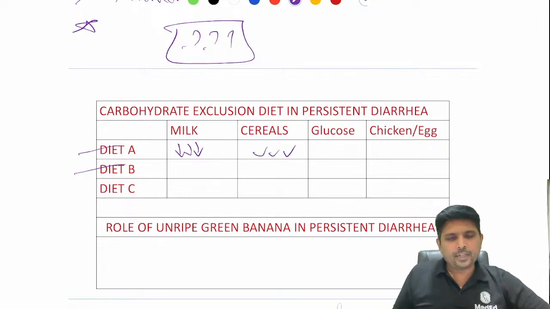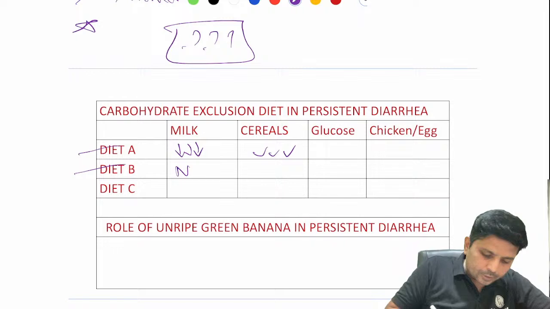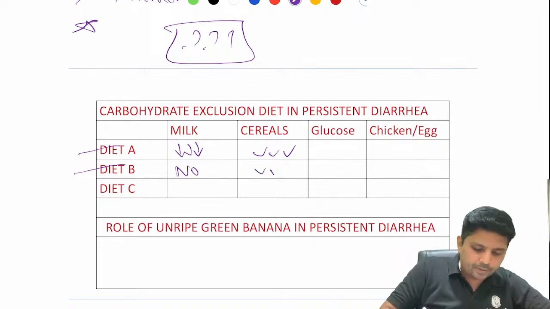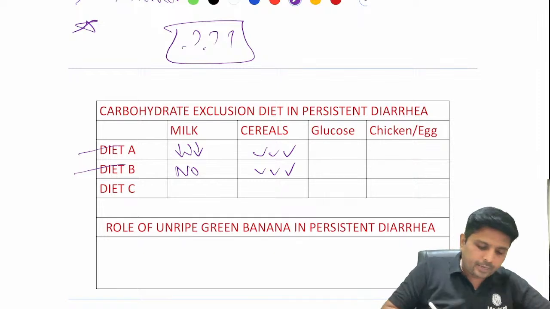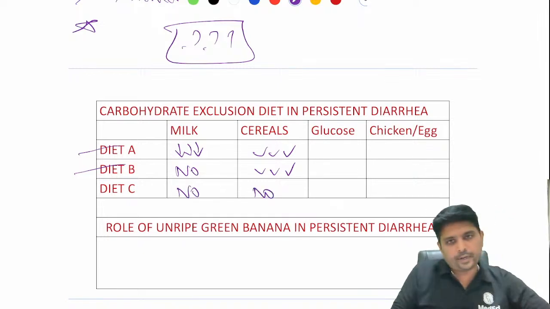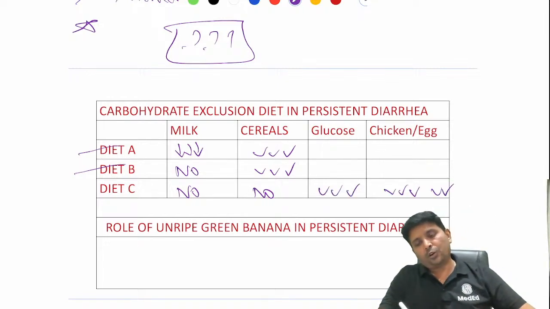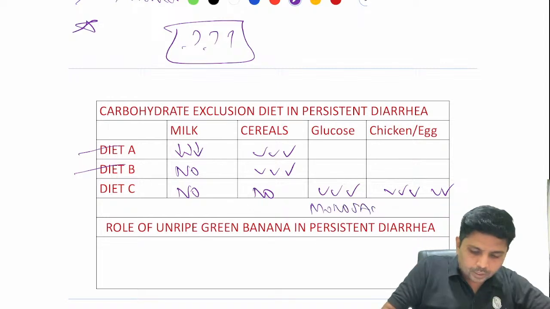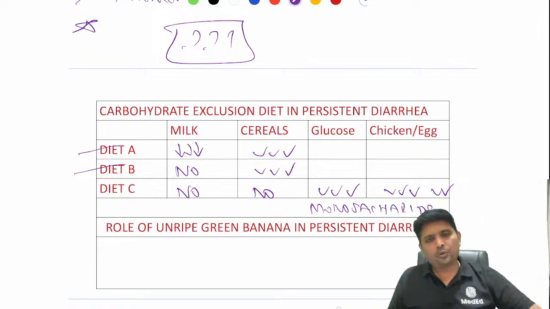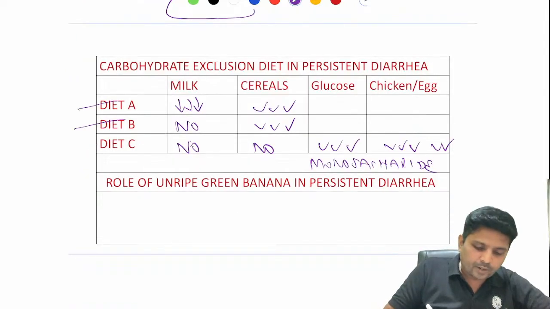Whereas what is Diet B plan? Diet B plan is no lactose. Cereals can be given. What is Diet C plan? Diet C plan is no lactose, no carbohydrate diet, only glucose solution, chicken, and egg. This is called a monosaccharide based diet.